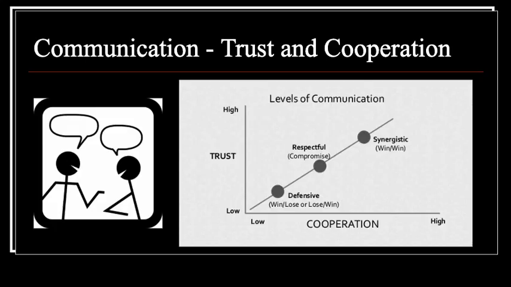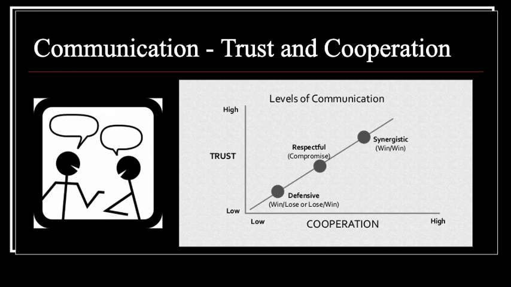When it comes to communication, we already know that in relationships, trust and cooperation are paramount for quality relationships. Looking at this visual representation, in a relationship where trust has not been built to a high level, most of the time cooperation is low also. When conflict comes, people get defensive, and it's about me winning and you losing. It's not really about the ability to work together. Then as cooperation and trust build, we get to that respectful stage where compromise is possible.